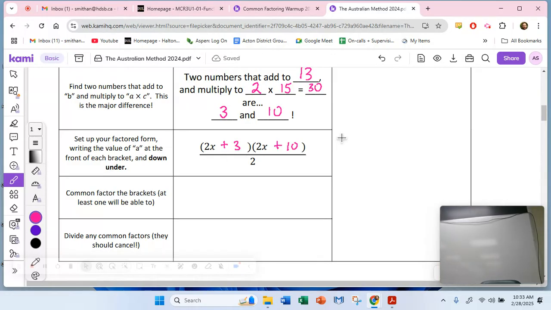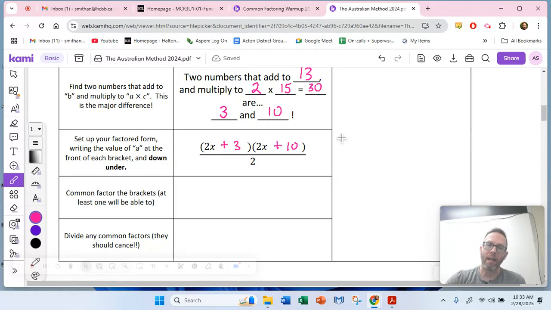Can you guys look at these brackets here? Is it possible to divide one of these brackets by 2? It is, right? This one, we can divide everything by 2, right? 2 divided by 2 is 1. 10 divided by 2 is 5. I'm going to show an extra step here illustrating what we're doing.